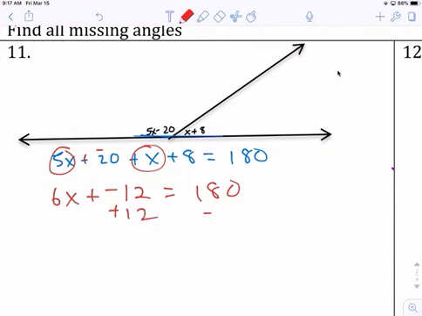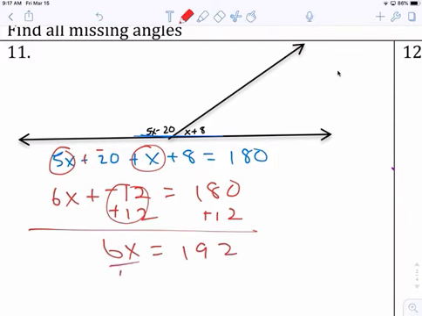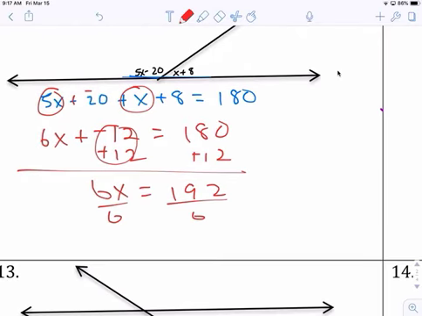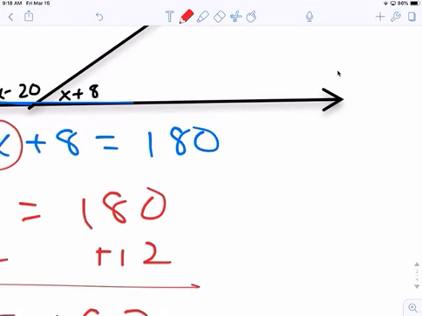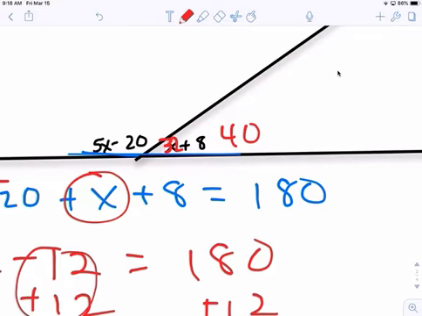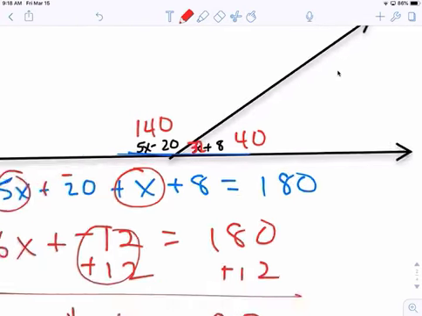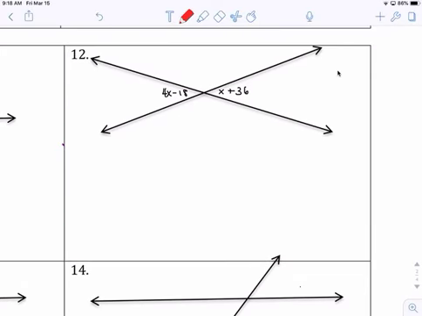Add 12, add 12. You get 0, 6x equals 192. Divide by 6. 18, 12. So it's 32. X is 32. We're finding all missing degrees, so x is 32 plus 8, so this is 40. If that's 40, this is 140. Makes 180, okay?